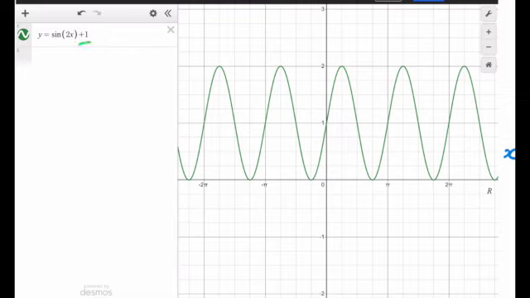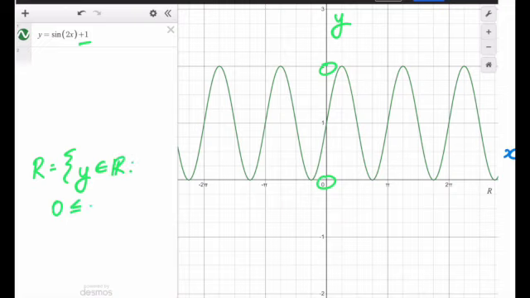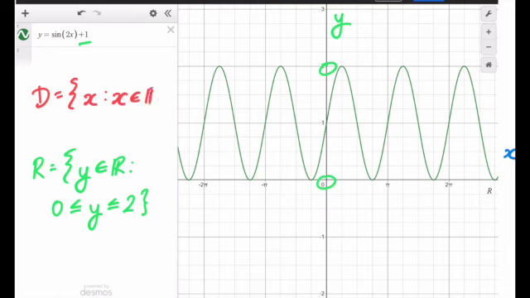In this example, we've added 1 to y equals sine 2x, and that's resulted in a vertical translation. So now y is defined between 0 and 2. So our range, like before, is all the real numbers, but this time y is between 0 and +2. And likewise again with the domain, there's no change. X can be any number such that it's one of the real numbers.